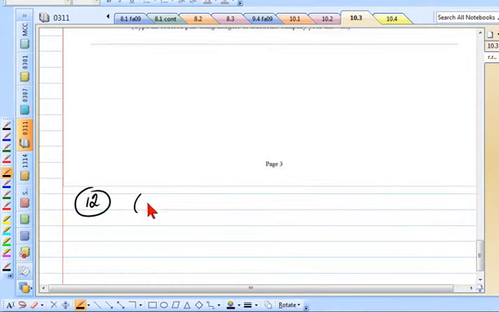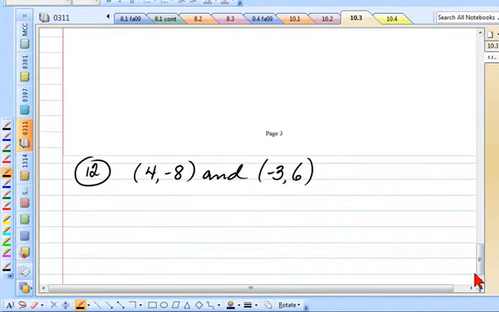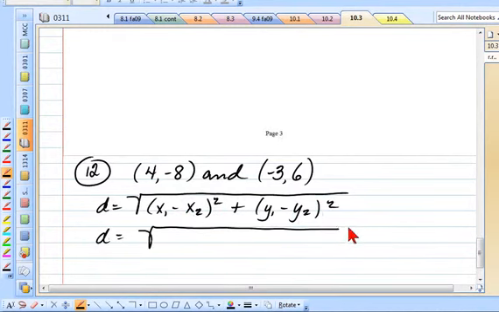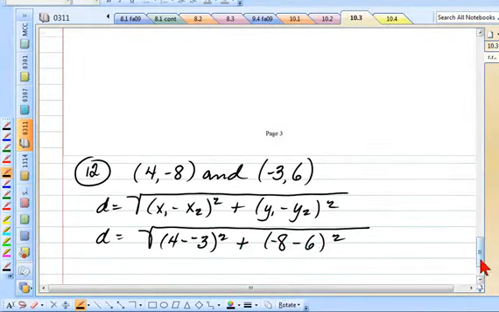All right, find the distance between 4, negative 8, and negative 3, 6. All right, the distance between those. Distance formula: x sub 1 minus x sub 2 quantity squared plus y sub 1 minus y sub 2 quantity squared. Filling in the numbers. That's going to be 4 minus a negative 3 quantity squared plus negative 8 minus 6 quantity squared.